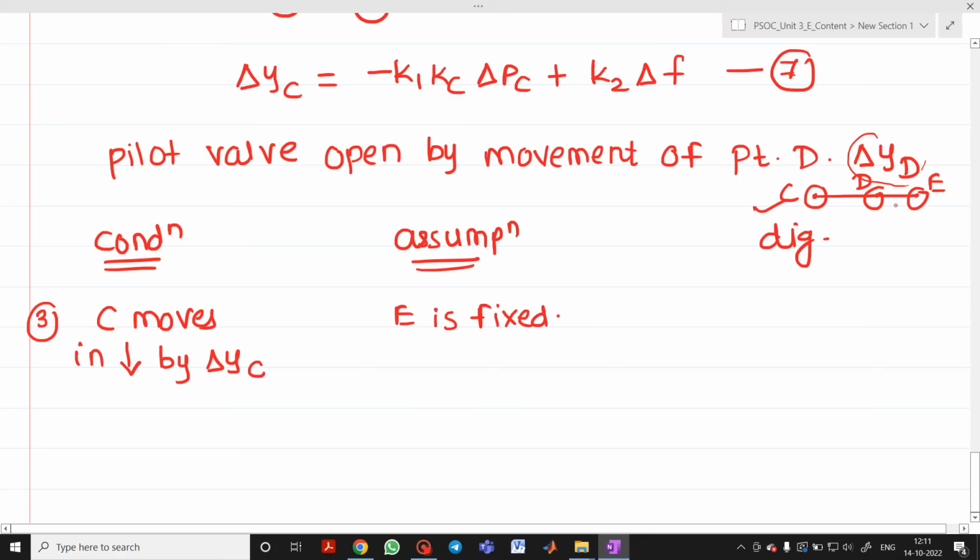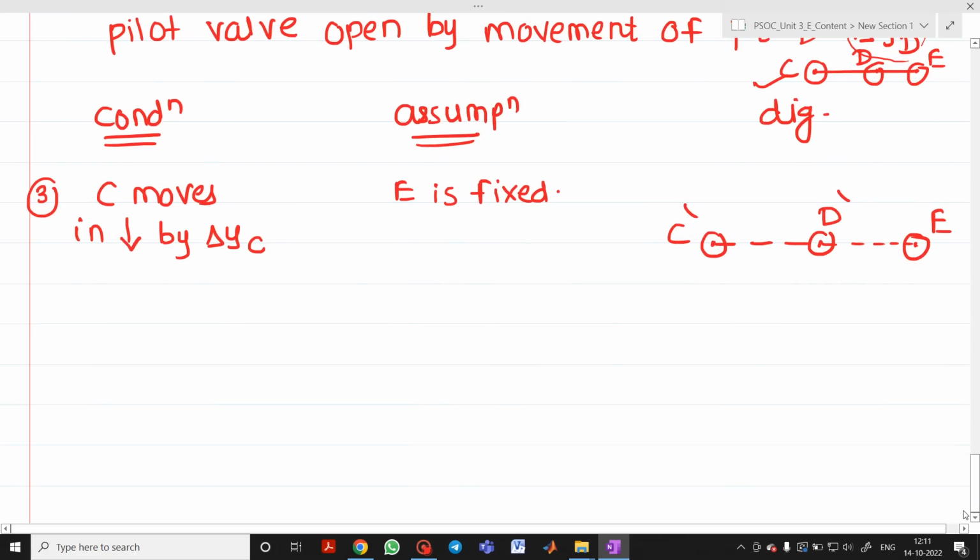So let's take this CDE linkage mechanism. How will we draw it? I will draw it here. This is your C, this is D, this is E. Dotted line represents its initial position. So C dash, D dash here. Now E is at a fixed point and C moves in the downward direction. Use this condition and the assumption: E is at a fixed point and C moves downward, so how will your diagram be? Your diagram will be like this.